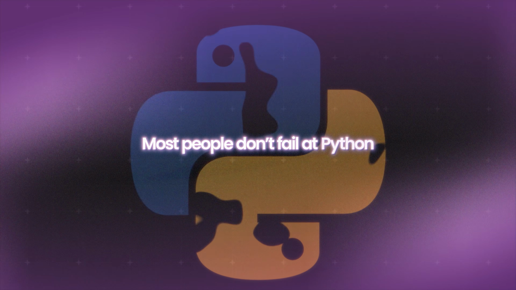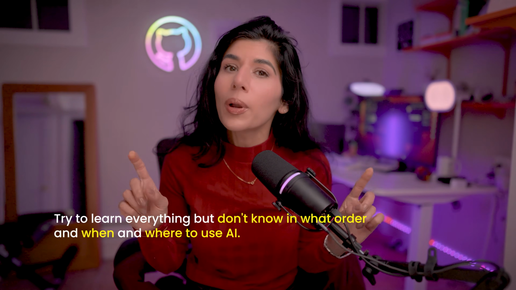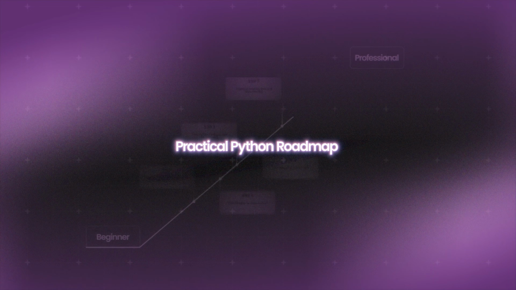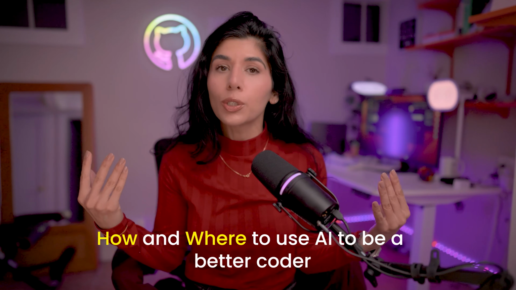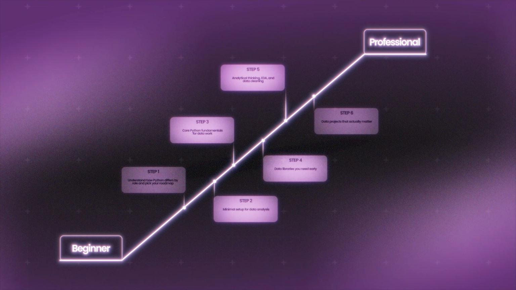Most people don't fail at Python because it's hard. They fail because they try to follow a generic roadmap, try to learn everything, but don't know in what order and when and where to use AI. In this video, I'm going to walk you through a practical Python roadmap for data analysis and how and where to use AI to be a better coder. This is the only roadmap and 6 steps you need to follow to learn Python for data analysis.